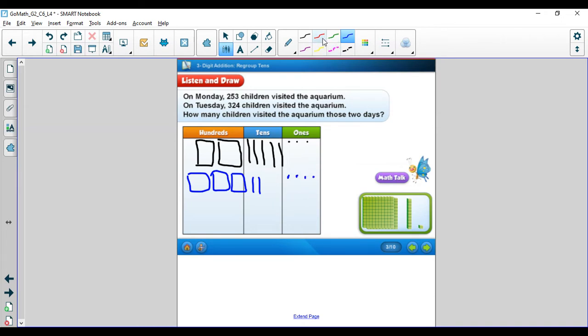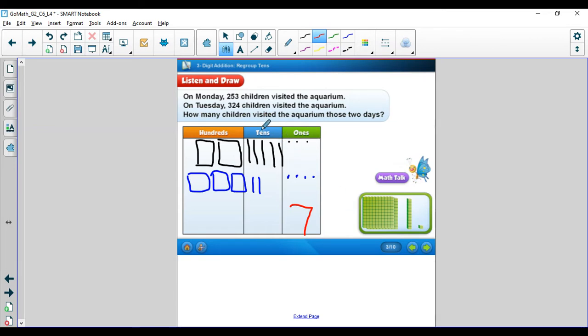Now, I'll use a red so you can see what I'm doing. I'm going to add up my ones. 1, 2, 3, 4, 5, 6, 7. Did we make a 10? No. So we can write our 7 right down below.